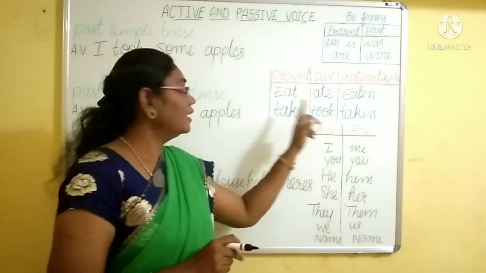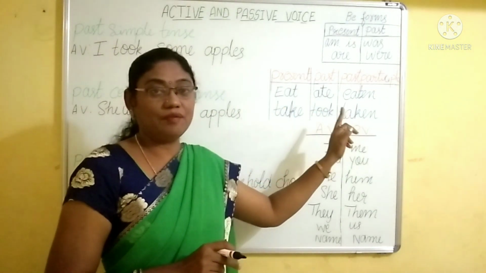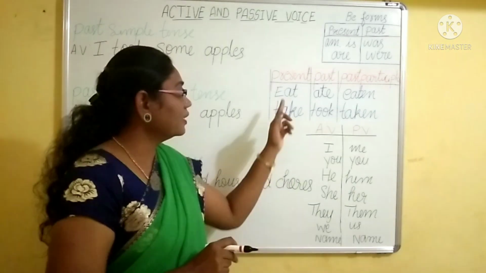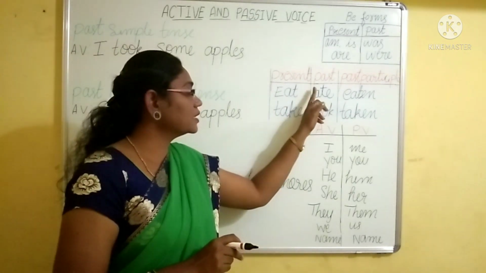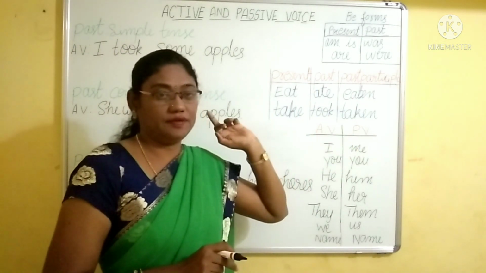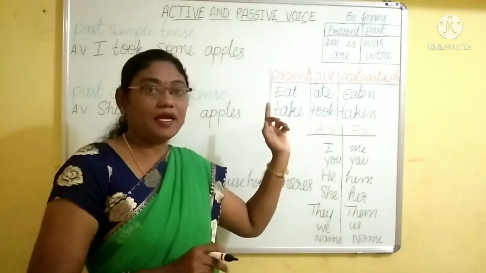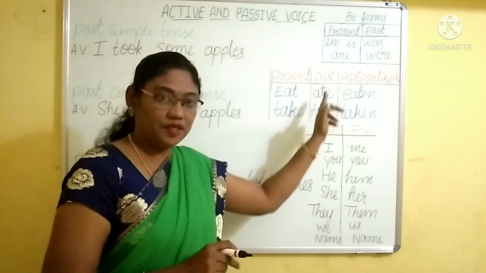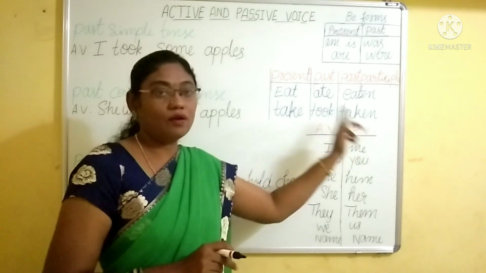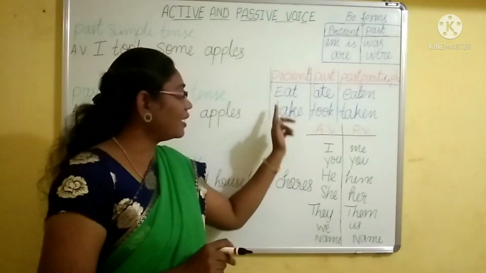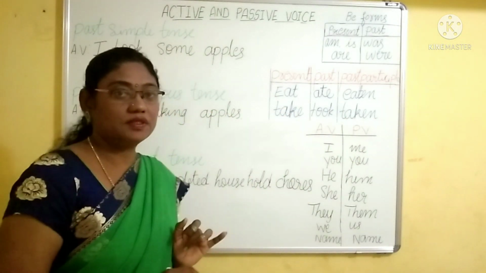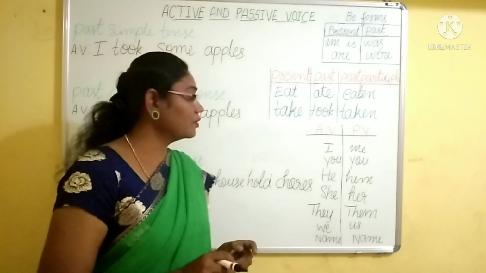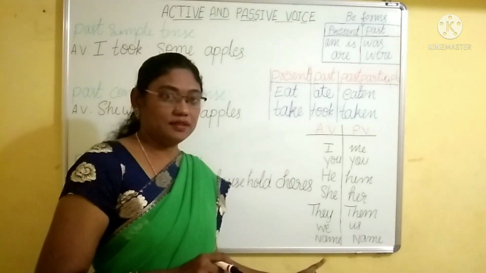Now what is this? This is the list of verbs: present tense, past tense and past participle. We call them V1, V2 and V3 also. Here I have taken only two verbs with different forms.